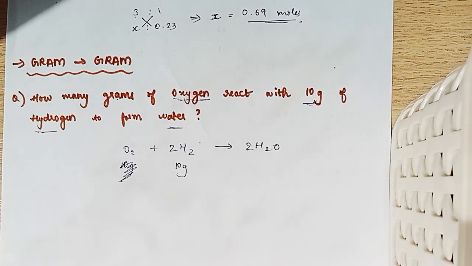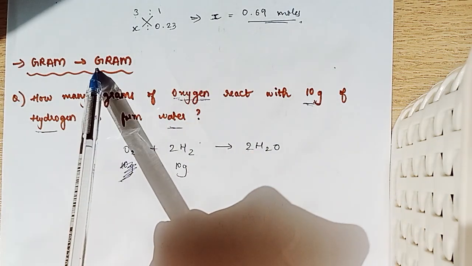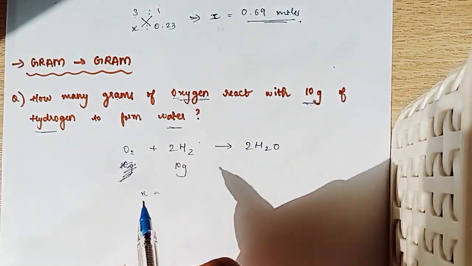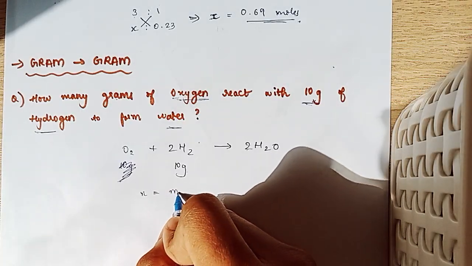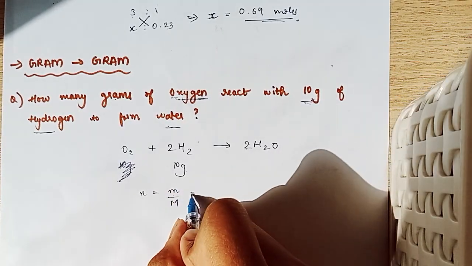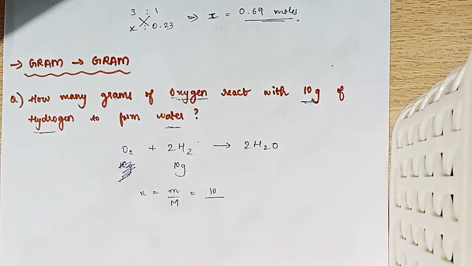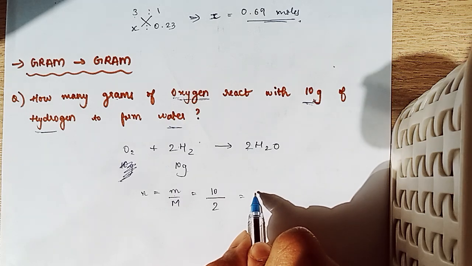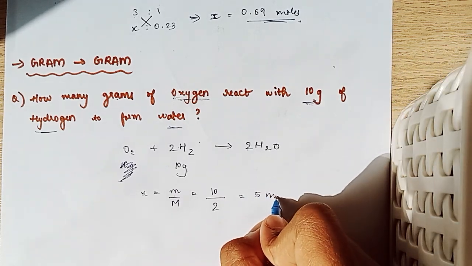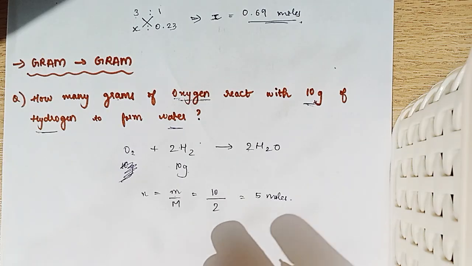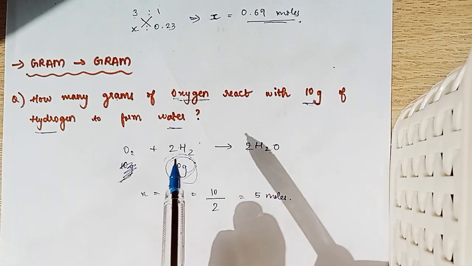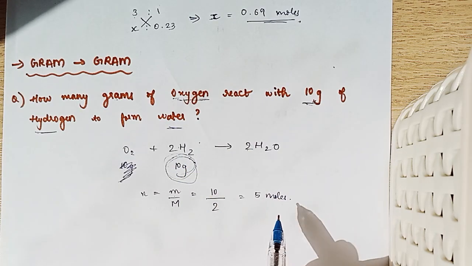So what is given to us? 10 grams of hydrogen. So to find this, we can do mole to gram conversion, right? Number of moles of H is equal to M divided by M. M is given to us. It is 10. So 10 divided by molar mass of H2. The molar mass of H2 is 2, which will give us 5 moles. So we did the first step. We found out the number of moles of the known element. So we found the number of moles of H2.